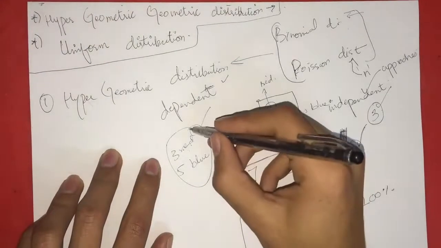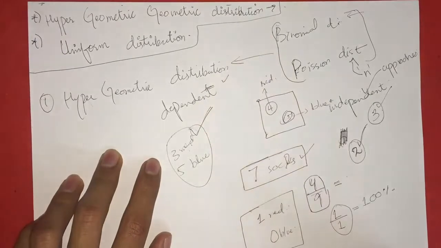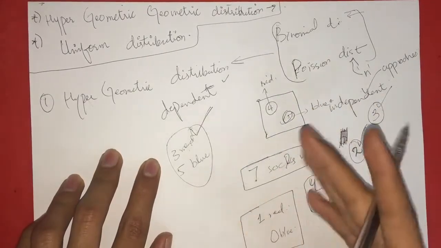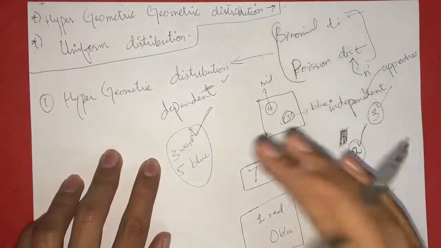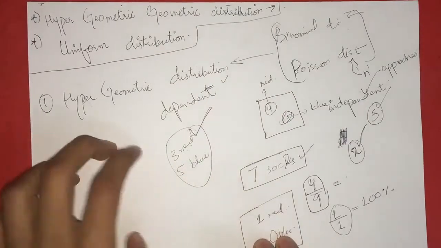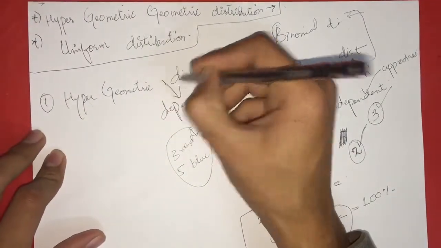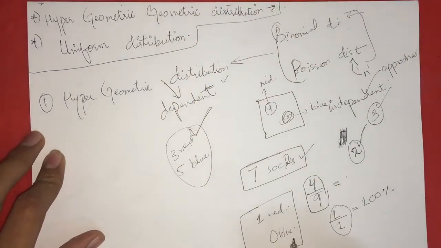Instead, they just are chosen once, and then the probability of the occurrence of other events differs because they are dependent upon the event that occurred first. So that was a dependent event. When you have a dependent event like this, you use the hypergeometric distribution.